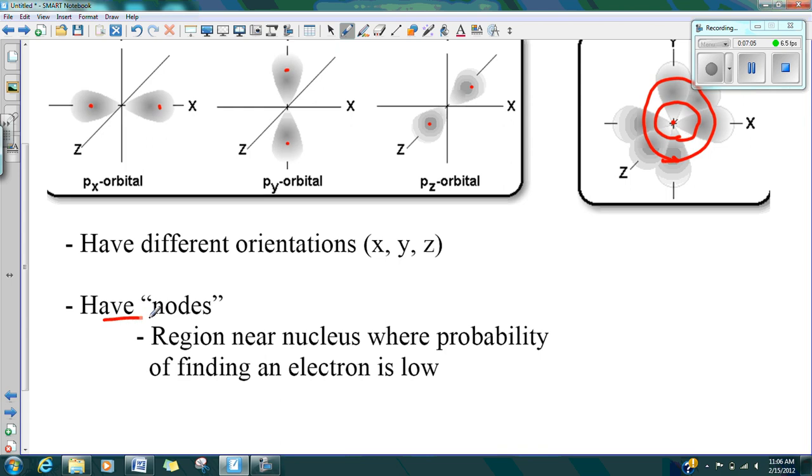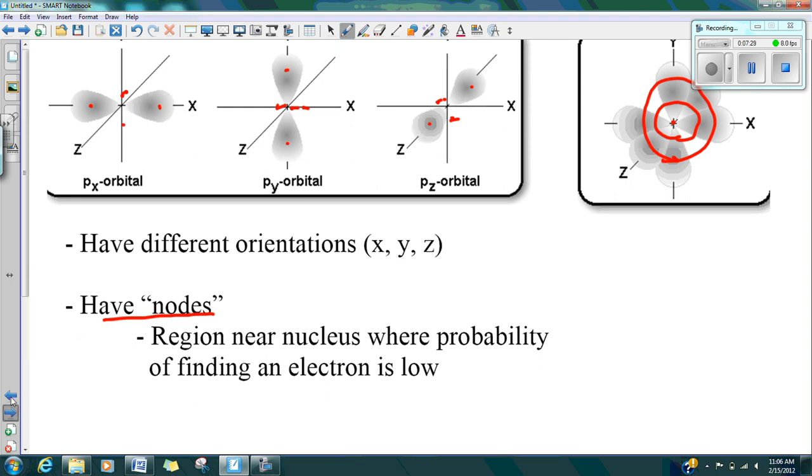Now, these p orbitals have nodes. In the s orbital, you don't have any because the whole region is enclosed. So this, for the p orbital, is a region near the nucleus where the probability of finding an electron is low. You can see all these regions along here where finding an electron in that sublevel is going to be very difficult.